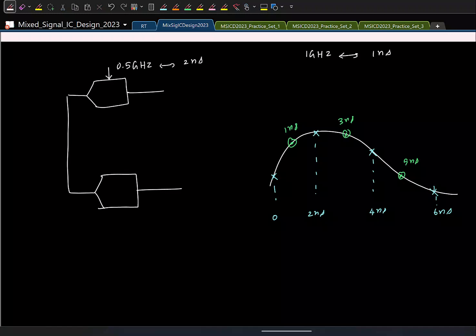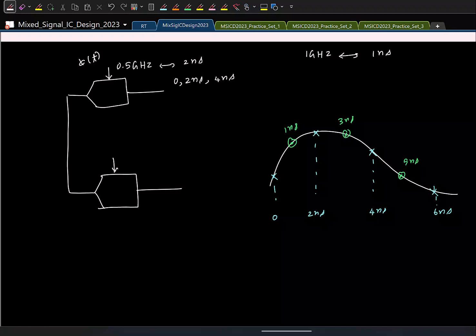The clock. The sampling instant for the second ADC is delayed. So let us say the clock given is phi of t. This is sampling at 0, 2 nanoseconds, 4 nanoseconds, and so on. What should be the clock given to this?